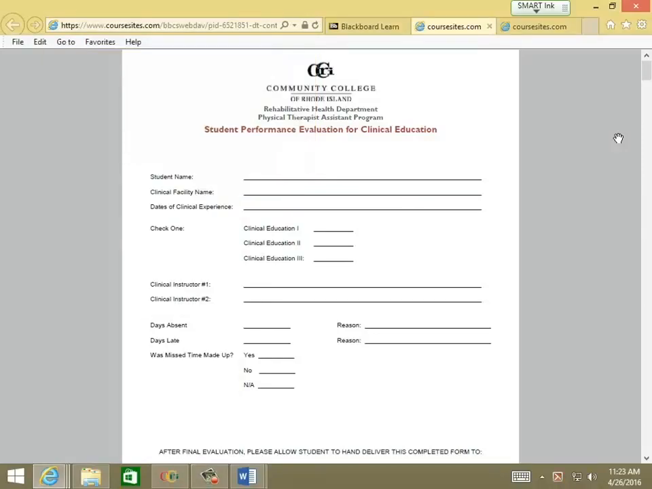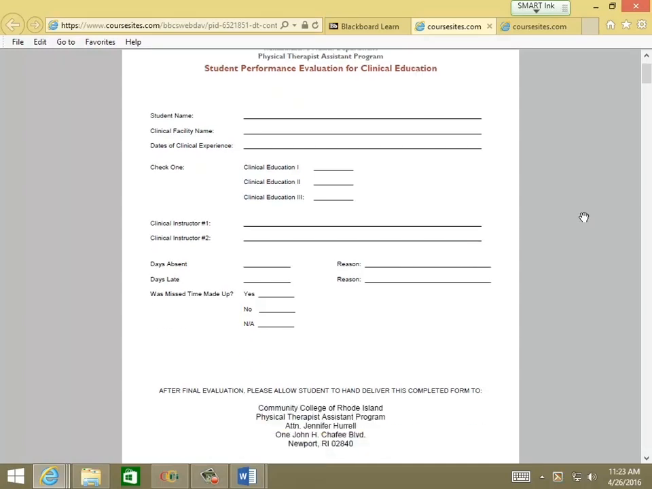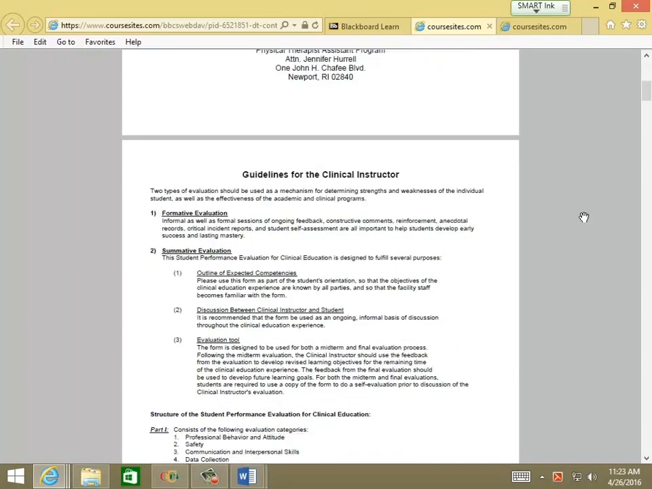The PTA program at CCRI uses a student performance evaluation tool created by the New England PTA Consortium. This tool is used to rate PTA student performance at the midterm and the final of each clinical experience. The first page of the document collects some demographic and administrative information and should be self-explanatory to complete.